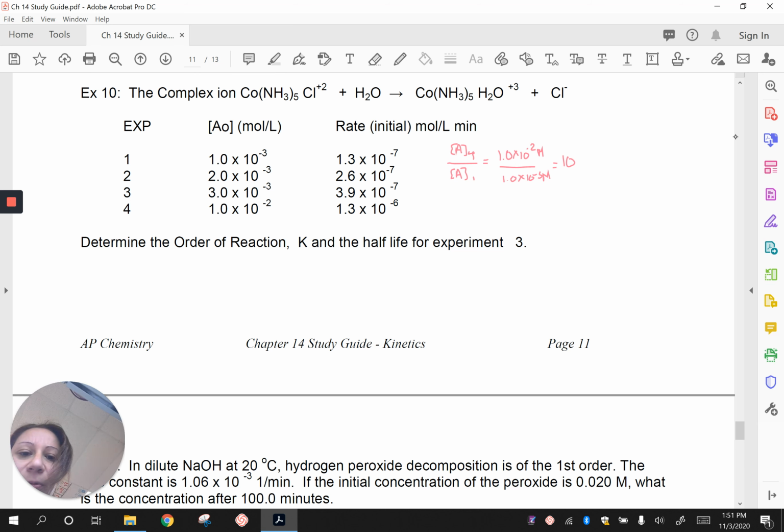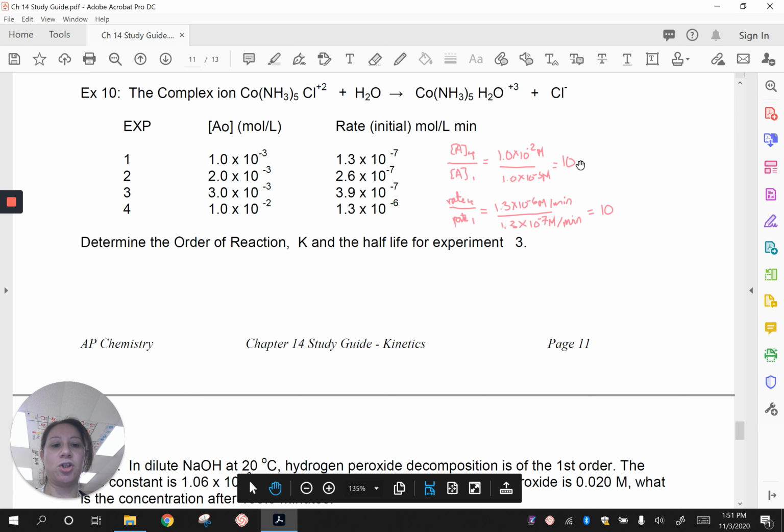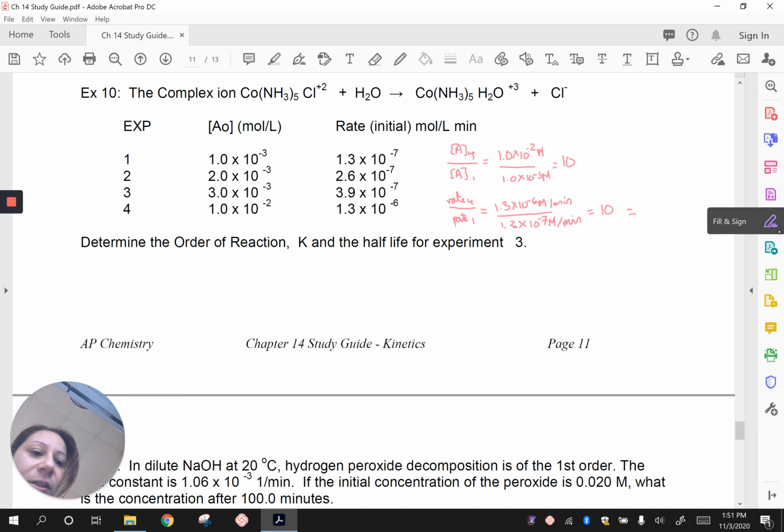I'm going to do the same thing for the rate. So I'm going to look at the rate for experiment 4 versus the rate for experiment 1. And it is 1.3 times 10 to the negative 6 molar per minute versus 1.3 times 10 to the negative 7th molar per minute, and this is equal to 10. Then you express your change in rate as the change in concentration to some power. So this is the same thing as 10 to the 1, which means it is first order with respect to my concentration here.